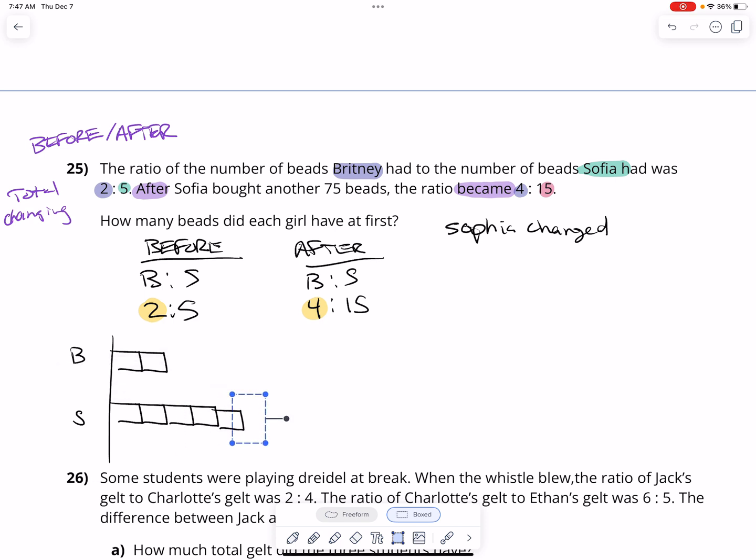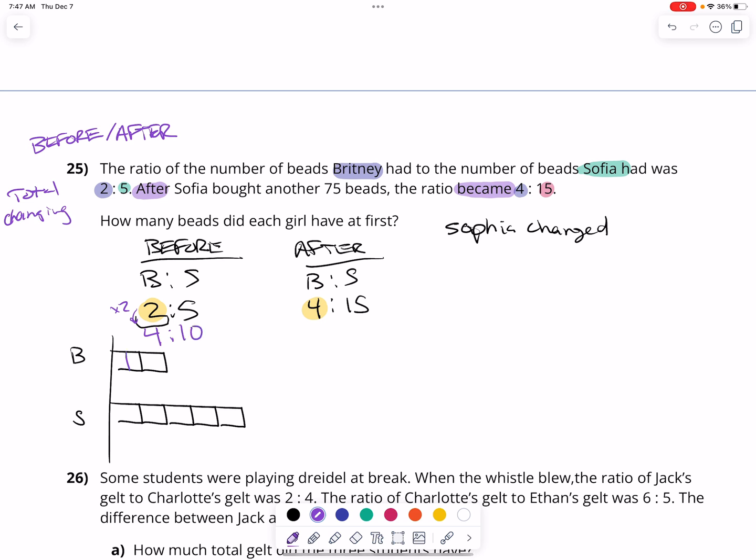Okay. So when we start out here, we know that in the before time, these 2 right there have to be equal to those 4. And so we need to do some equivalent ratio work. And I know that if I have a 2 to 5 ratio, I can multiply this by 2 and make it a 4 to 10 ratio.